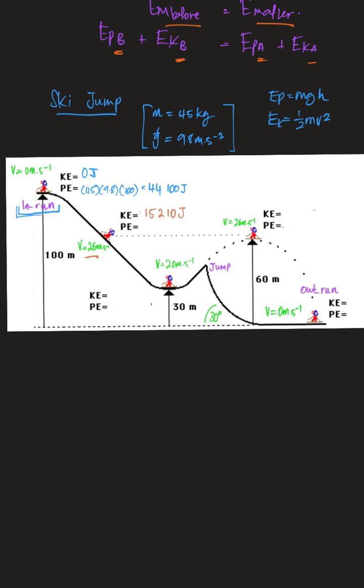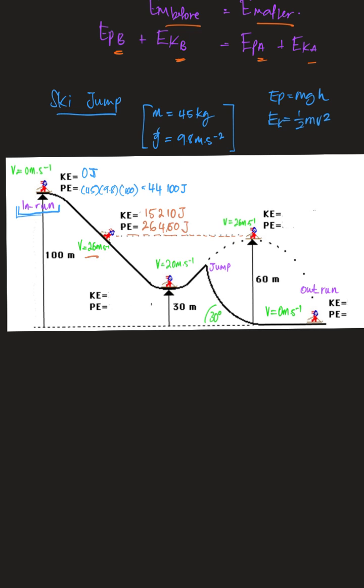Right? At this point, now we need to work out... at this point here, it's 60 meters. So can you see this line that's lining up there? For the potential energy, I've got to take the mass, which is 45 times 9.8, multiplied by the height, and the height this time is 60. So now my potential energy is 26,460 joules.